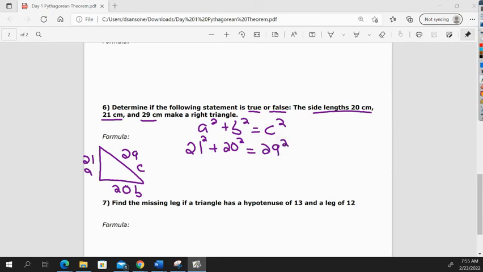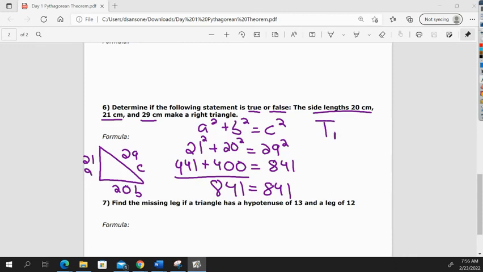21 squared, I don't know what that is, so I'm going to type it into a calculator. It is 441. 20 squared, oops, I should have written plus. 20 squared is 400. And 29 squared is 841. So I can see this is going to work out like I told you we'd see before, because if I add these together, I also get 841. And then my answer came out as 841 equals 841. So you would say yes, or you would say true to this, because this worked out. Both sides equaled the same thing, as opposed to our earlier problems when both sides equal different numbers.